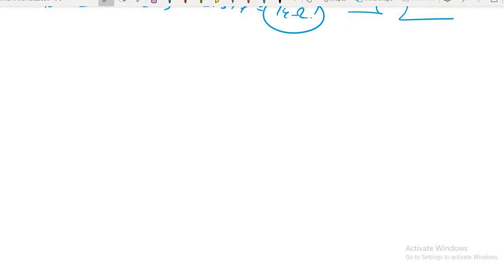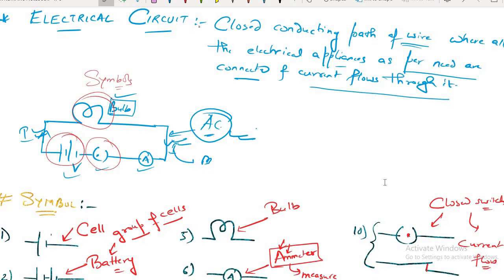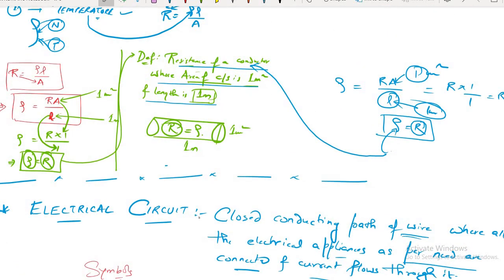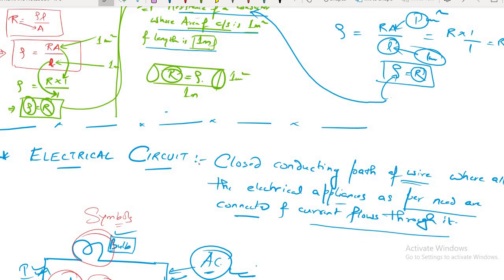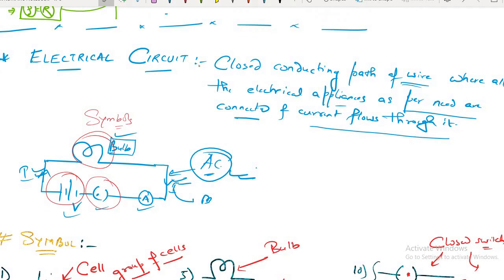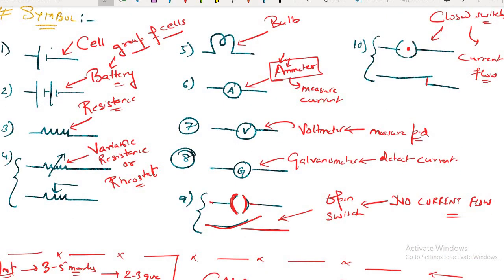So my dear, let's revise today's portion, what you have done, and we will complete it here. Let's revise what we have done. I have explained today again what you mean by resistivity. Then we studied about electric circuit, and I said that an electric circuit is a closed conducting path of wire through which current can flow. Then we studied symbols: cell, battery, resistance, variable resistance, bulb, ammeter, voltmeter, galvanometer. All these things we have studied. You have understood?